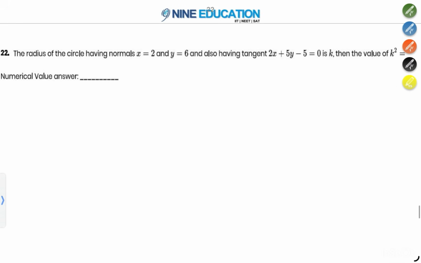Okay, next one, question number 22. In question number 22, the radius of the circle having normals, these two lines, also has a tangent, this one, is k. So if these two are the normals of the circle, we know a normal passes through the center. Therefore, the center is given to be 2 comma 6.